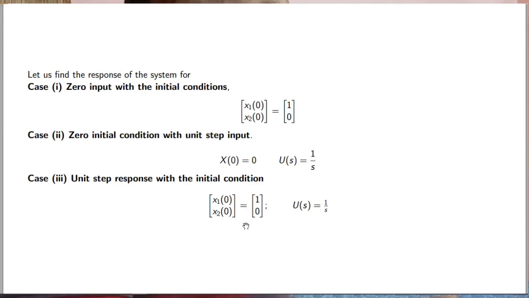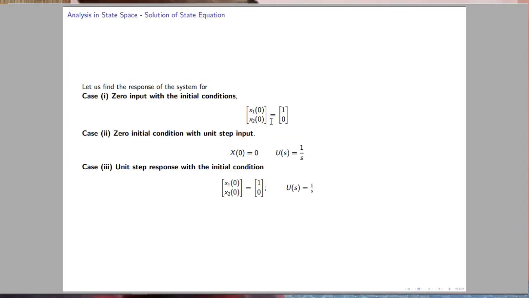Okay. So the initial condition I have taken is x1 of 0 is equal to 1 and x2 of 0 equal to 0. That means x1 of t, which we took as the angular velocity. So when I switch on this input, I assume that the rotor is already rotating at a speed of 1 radian per second. That is what it means. Okay, so that is the initial condition. So with this initial condition, and for three different cases, let us solve.